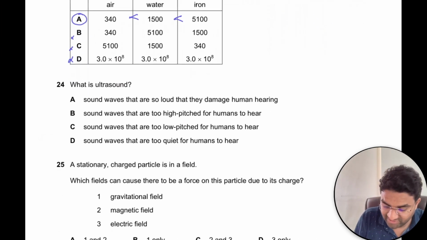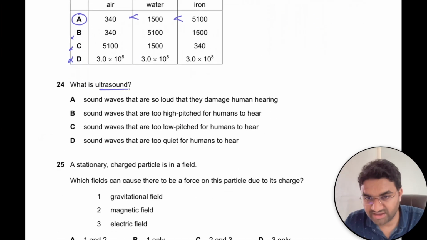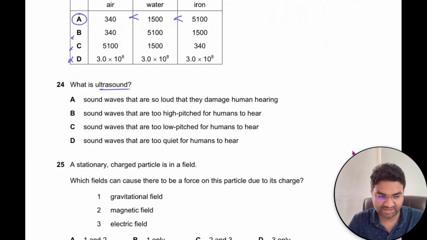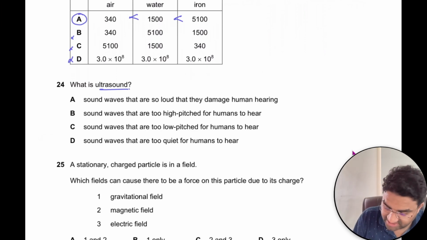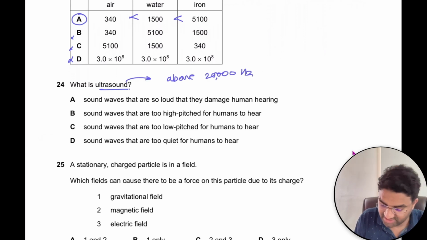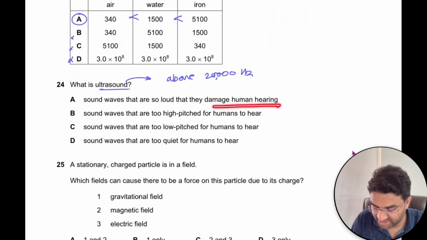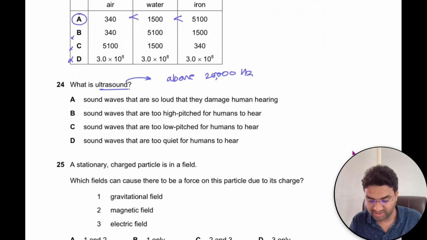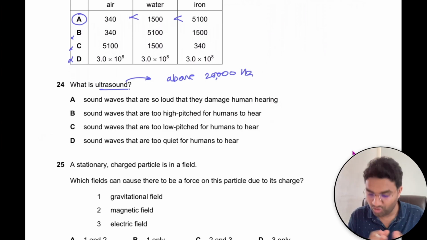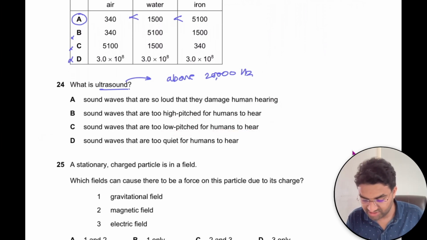Then the 24th one: ultrasound. Ultra means greater, right? So ultrasound means beyond the human hearing range. The definition of ultrasound is above 20,000 hertz, isn't it? Here we will read out all the options: sound waves that are so loud that they damage human hearing, sound waves that are too high pitched for humans to hear, sound waves that are too low pitched for humans to hear, and sound that is too quiet to hear.